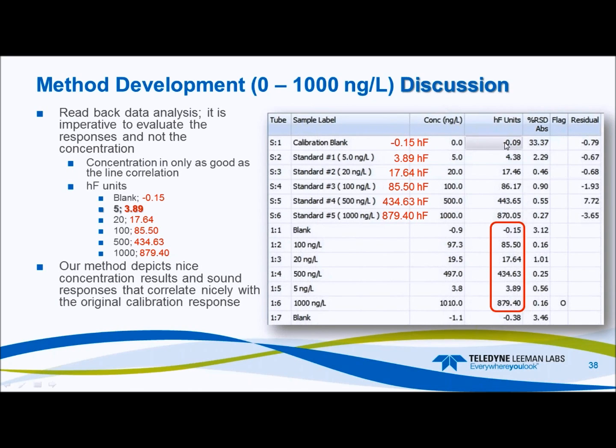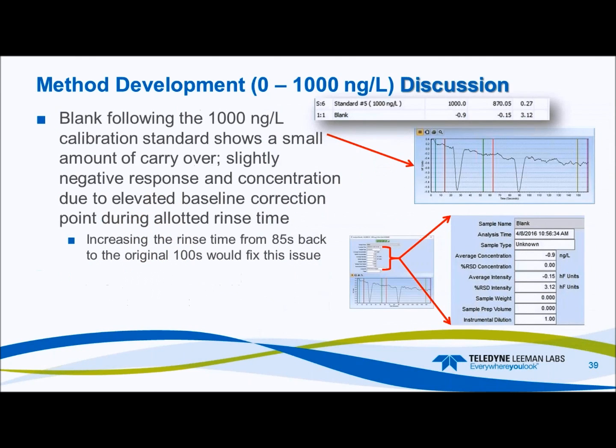So in this case, the readbacks, I pulled for easy access or easier view, and I put them up here. So we have minus 0.09, minus 1.5, 4.38, 3.89, 17.6, 17.5, 85.5, 86.7, and 434, 443, and 879 and 870. Those are pretty much on top of each other. So that tells me the system is in control, it's working nicely, and basically we're ready to do an IDL or MDL with this method.